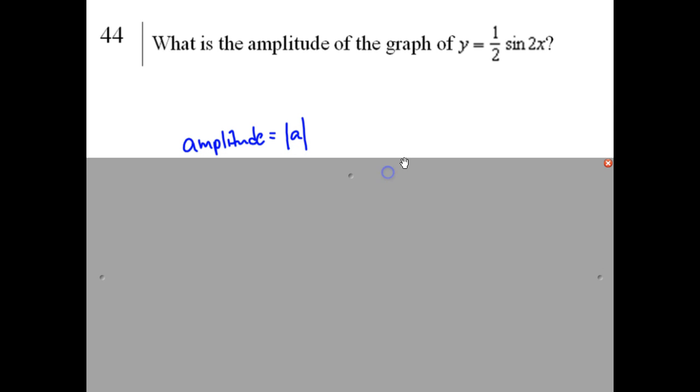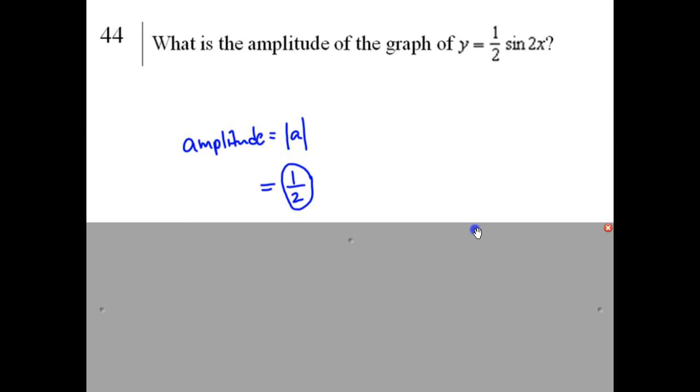Our last question involves the amplitude. Remember, the amplitude is the a value if you're given the equation of the function. If you're given the graph, it's the amount that the graph rises above the nodal line. So this is a pretty straightforward question. There's not a lot of work to do. The amplitude is simply the absolute value of the a. The amplitude is half. You can check that if you want to make a graph.